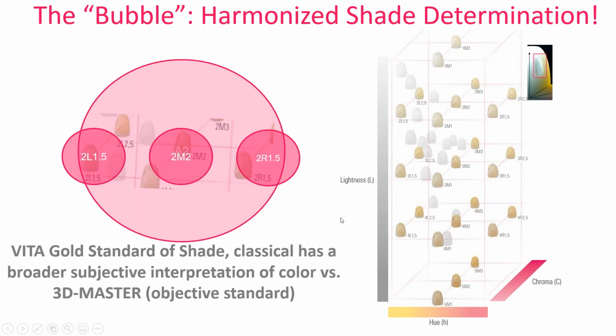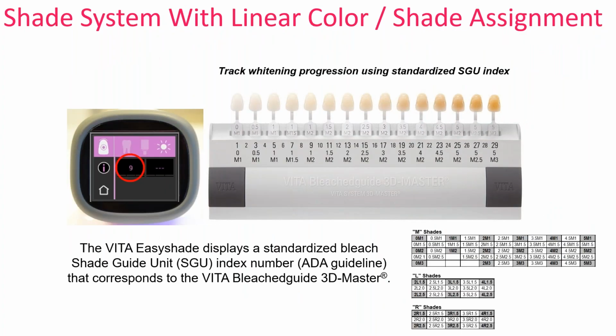So this is important, especially when we're talking about value. We can split hairs with 3D Master. We can even designate half shades. This, for example, is a 0.5 M1. It's between a 0 M1 and a 1 M1, split in half. So that's possible. We use this device for bleaching because we want to be able to track your tooth brightness progressively from right to left. As it gets brighter, we want to incrementally standardize the brightness. So 3D Master is perfectly suited for incremental brightness.